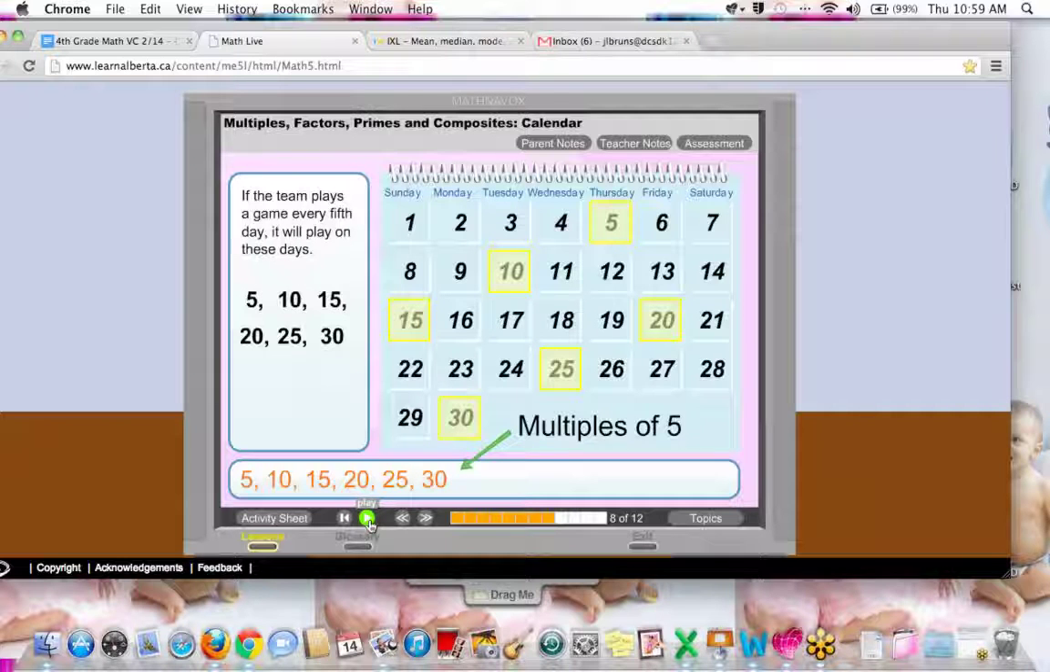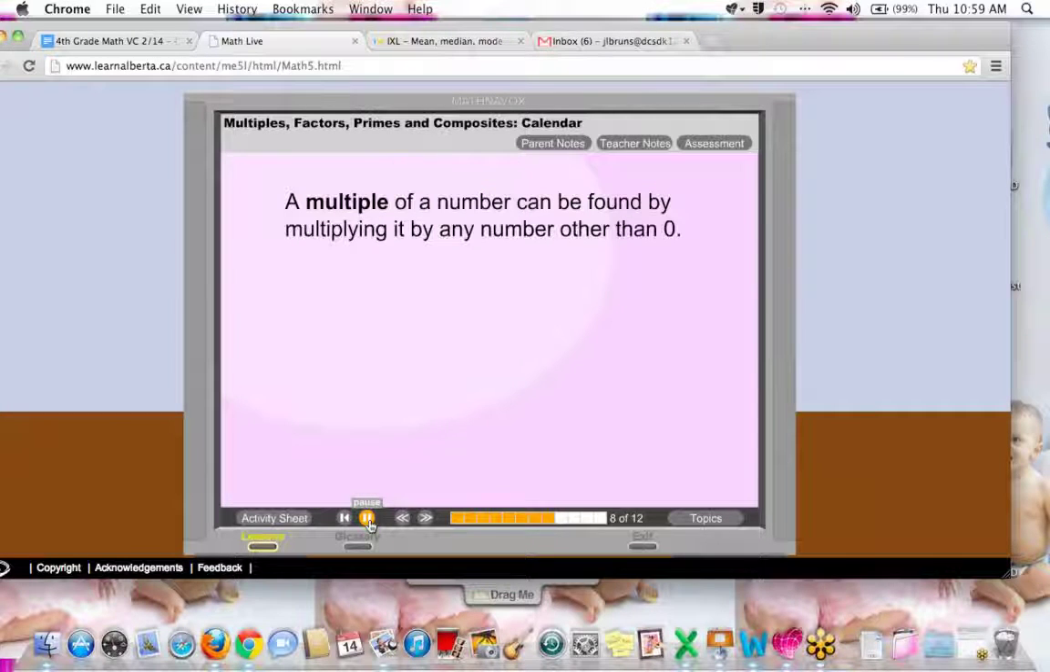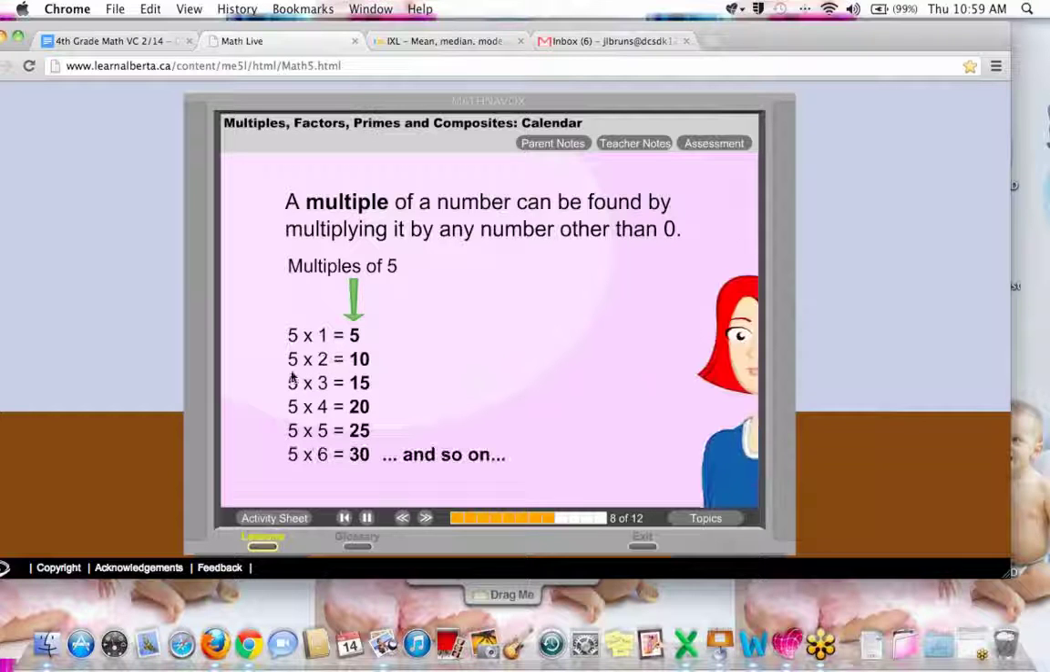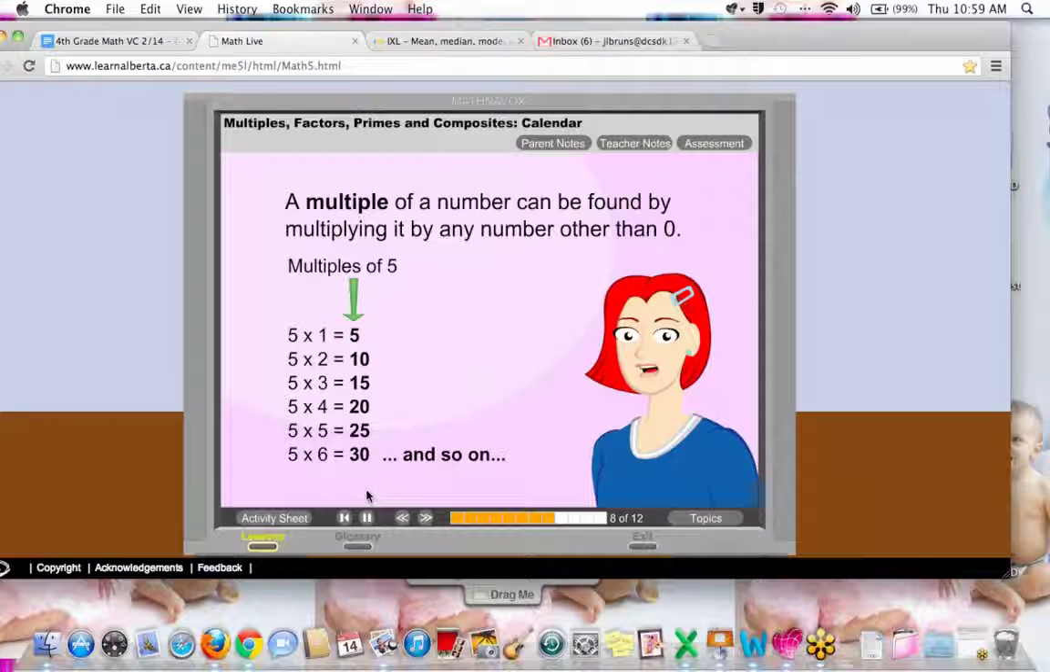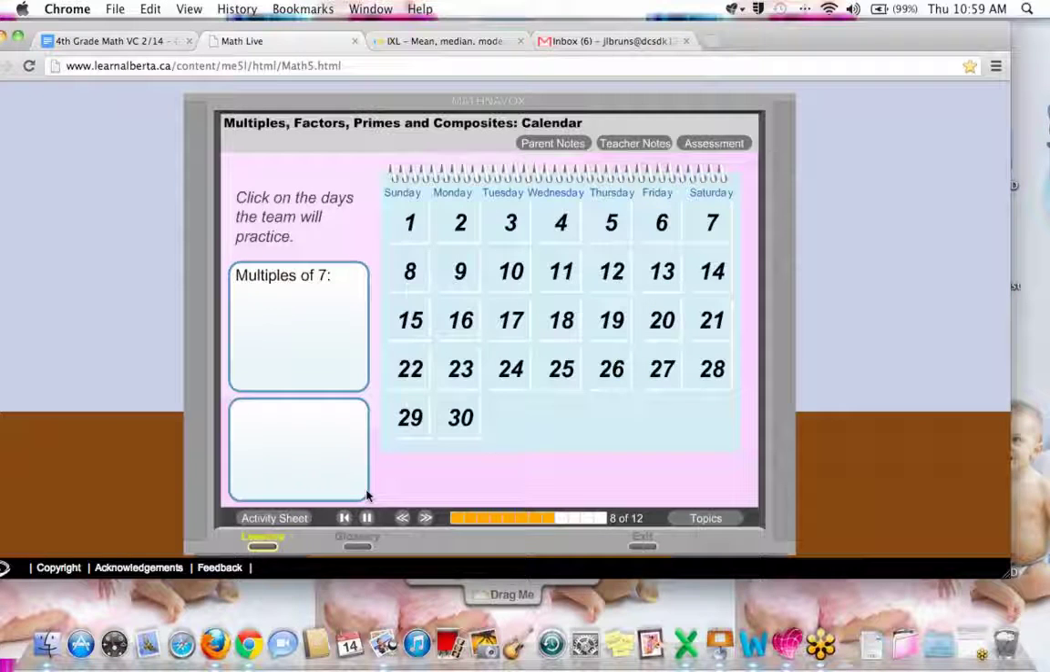That makes sense. A multiple of a number can be found by multiplying it by any number other than 0. Good. See, it's showing you 5 times 1 is 5, 5 times 2 is 10. Now it's your turn to find multiples of a number. Our soccer team has a practice every 7 days this month. If we start counting from the first day of the month, on which days will we have a practice? Click on the days the team will practice.